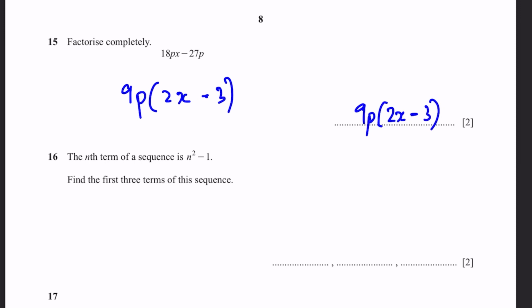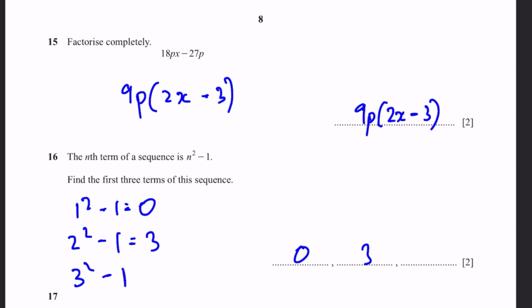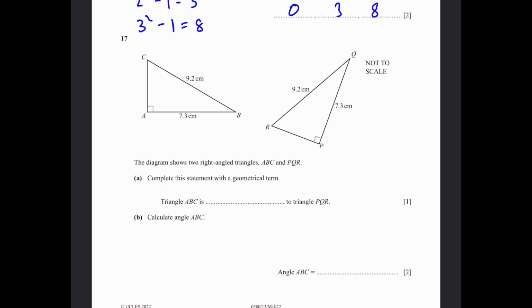Question 16. The nth term of a sequence is n squared minus 1. Find the first 3 terms of the sequence. So the first term is when n equals 1. So when n equals 1, 1 squared minus 1 is equal to 0. That's the first term. Next, when n is equal to 2, 2 squared minus 1 is equal to 3. Second term. When n is equal to 3, 3 squared minus 1 is equal to 8. That's the third term.